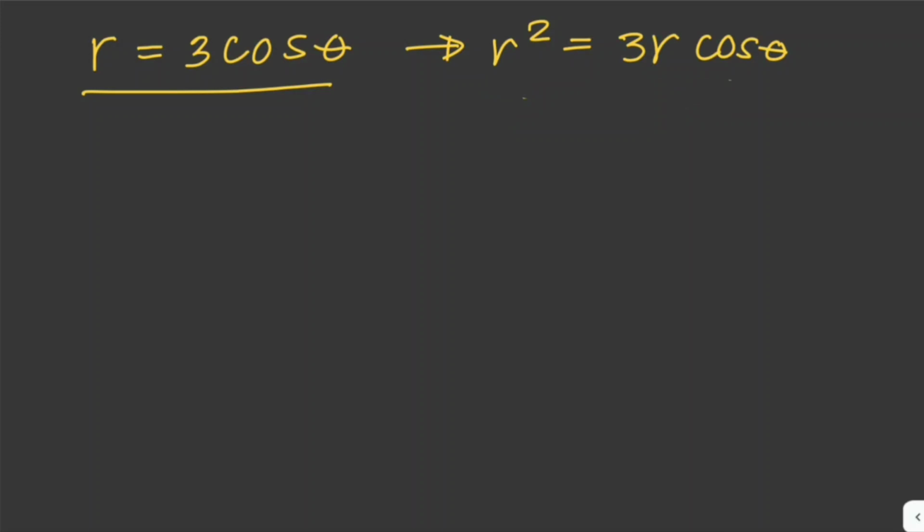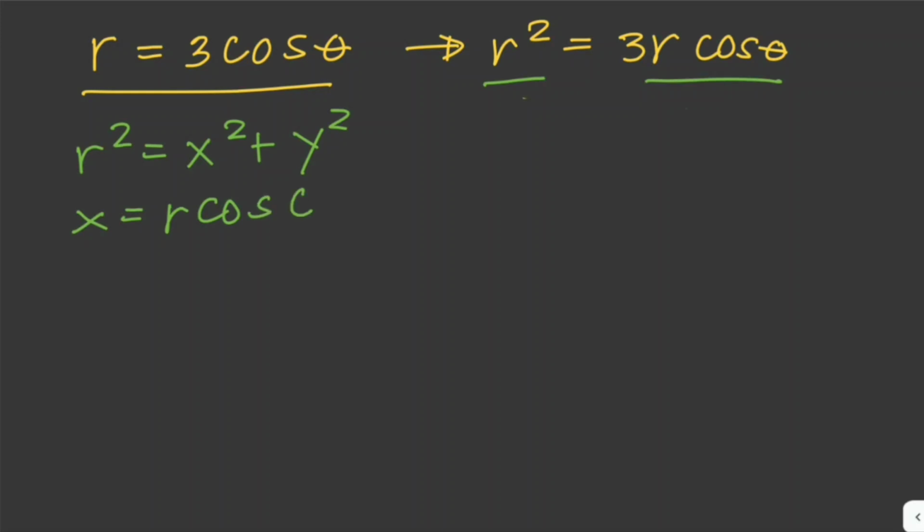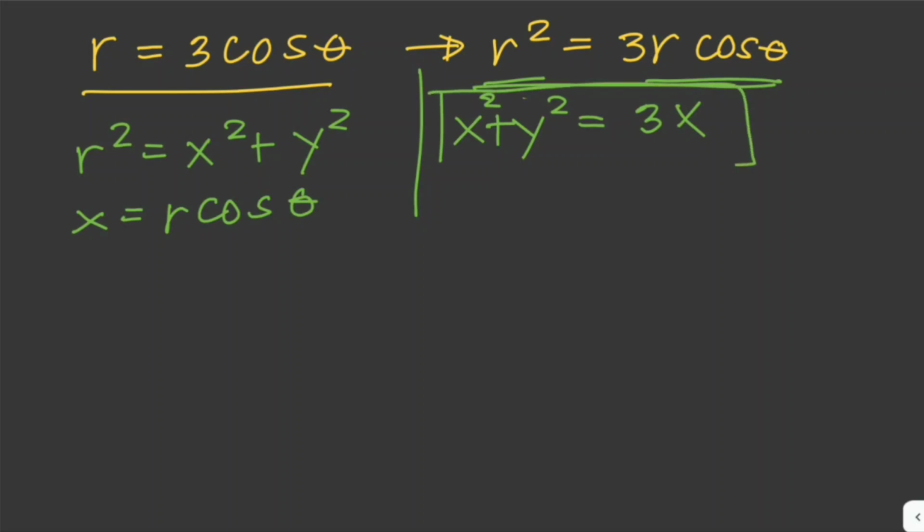Now let's substitute the value of one of the sets of coordinates. So we have here r squared, and we know that r squared is just equal to x squared plus y squared, and r cosine theta is just equal to x. We can just plug in all these values in this equation. So x squared plus y squared equals 3 times x. This is now our equation in rectangular form.